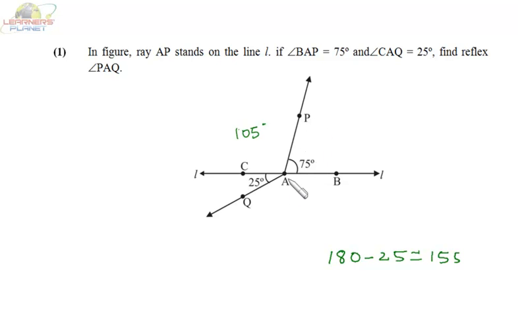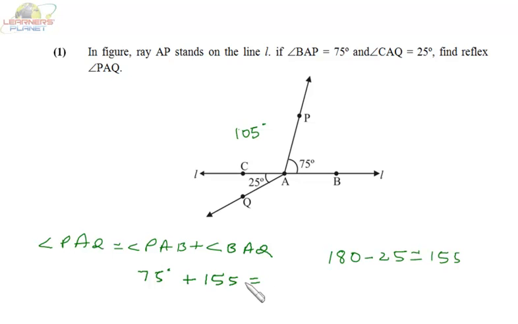So angle PAQ is equal to angle PAB plus angle BAQ, isn't it? That means this angle plus this angle. Now PAB is 75 degree, then plus BAQ, that is this angle, that is 155. So the total angle is 75 plus 155, that is 230. Okay, quite easy problem.